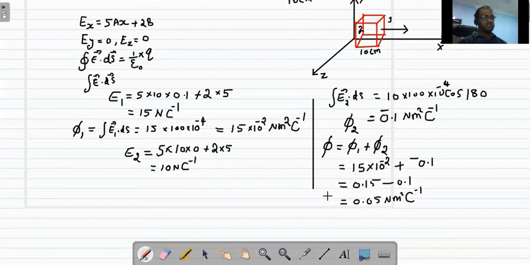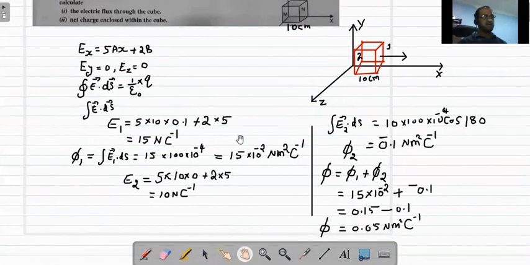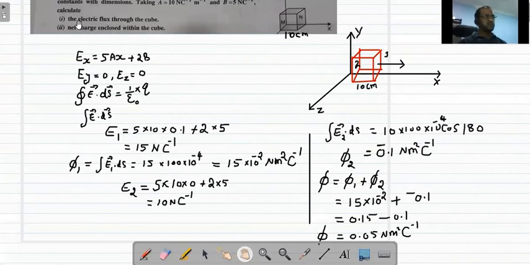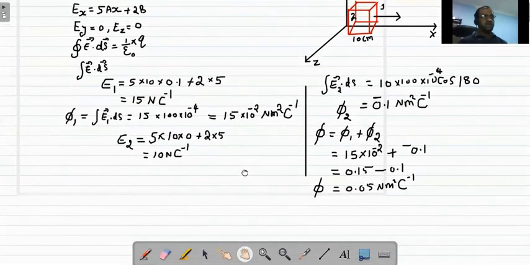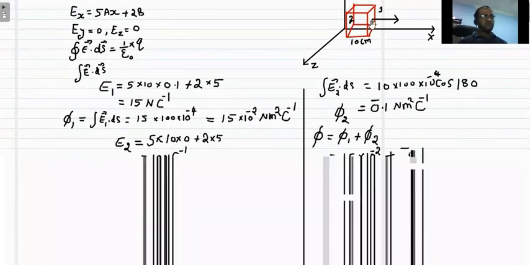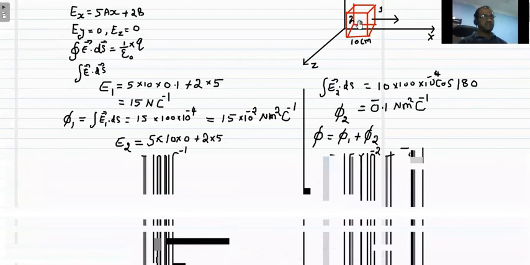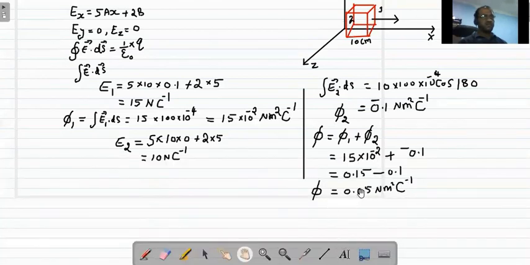So we got the first answer. The first part of the question is: what is the electric flux through the cube? Through the cube means through the entire surface of the cube. We know that flux is coming only through surfaces 1 and 2; for the other surfaces it is 0. So the total net flux is 0.05.